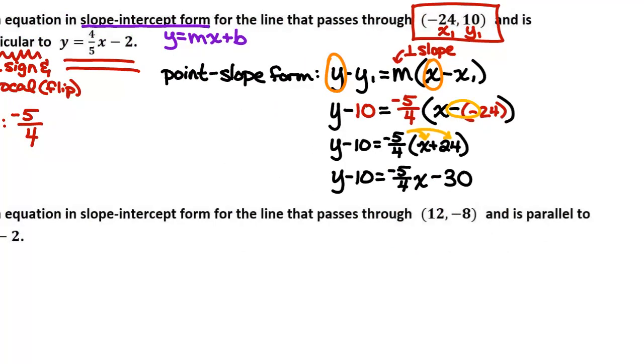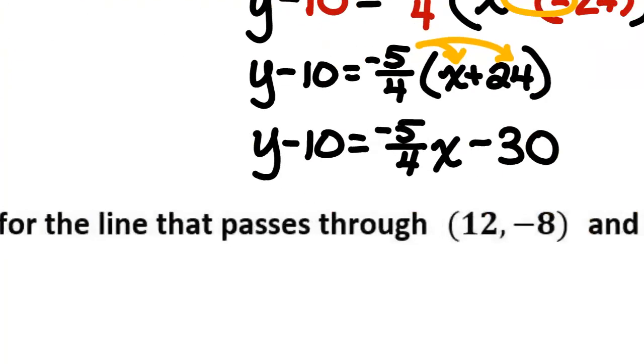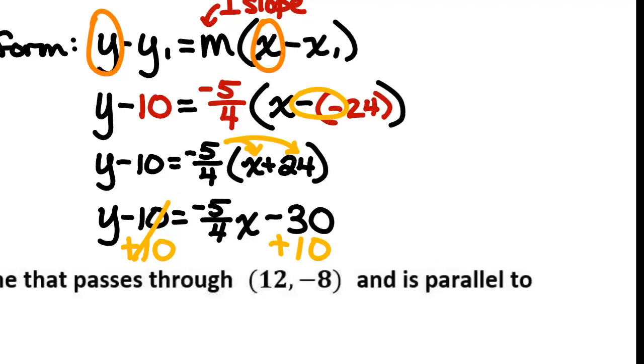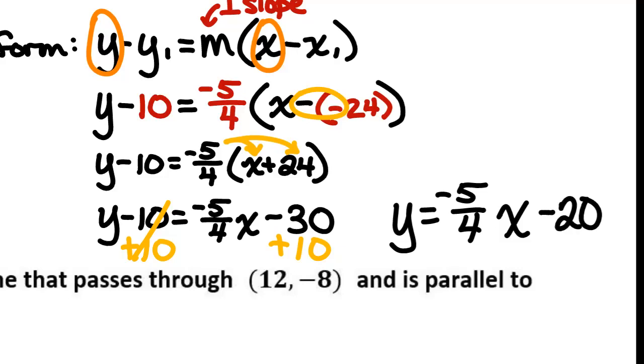The last thing I need to do to get it into y equals mx plus b form, I need to get the y all alone. So I need to add 10 to both sides. And so my final answer in slope-intercept form would be y equals negative 5/4 x minus 20.